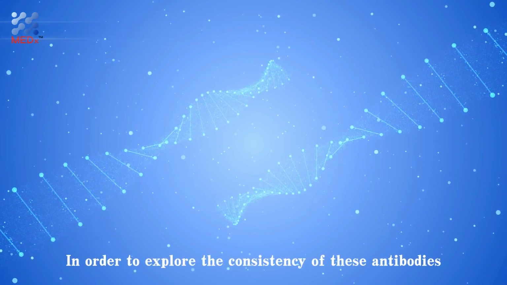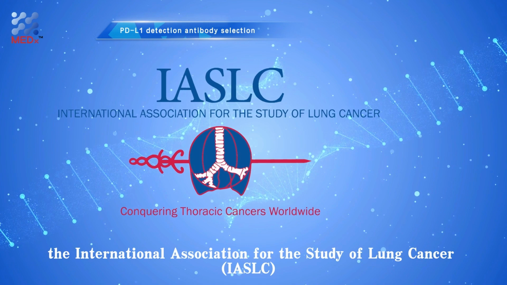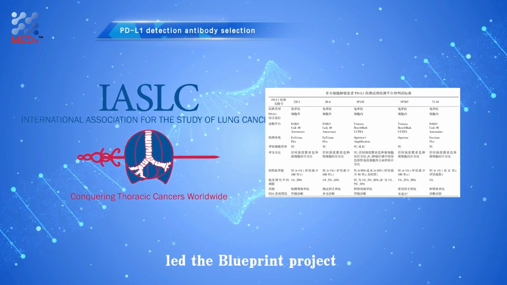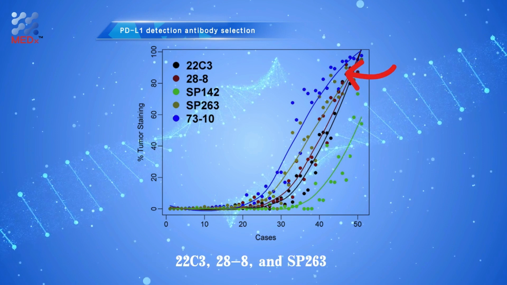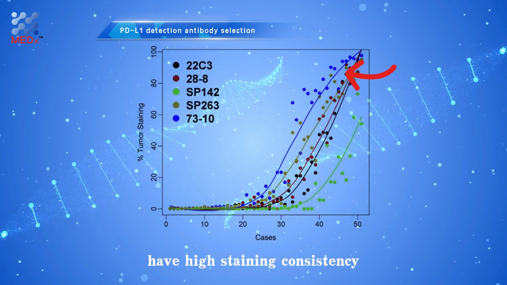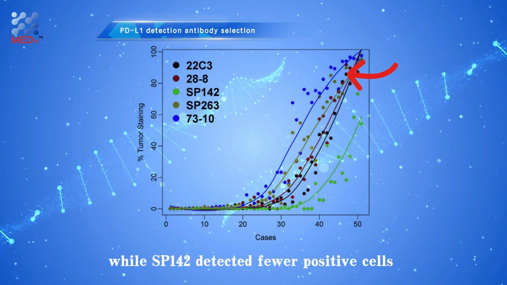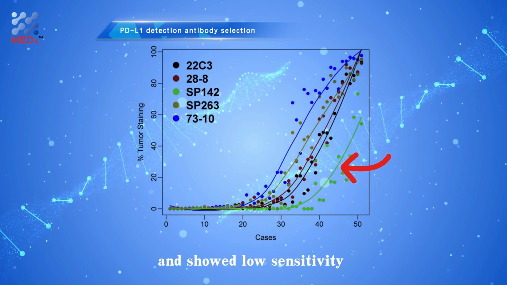In order to explore the consistency of these antibodies, the International Association for the Study of Lung Cancer led the Blueprint project. The Phase 2 study showed that 22C3, 28-8 and SP263 have high staining consistency in the detection of PD-L1 positive tumor cells, while SP142 detected fewer positive cells and showed low sensitivity.